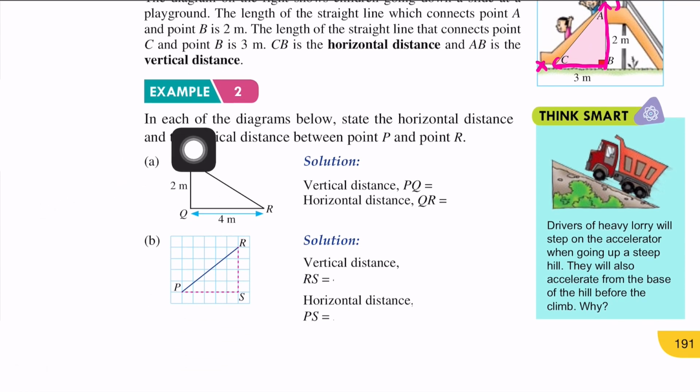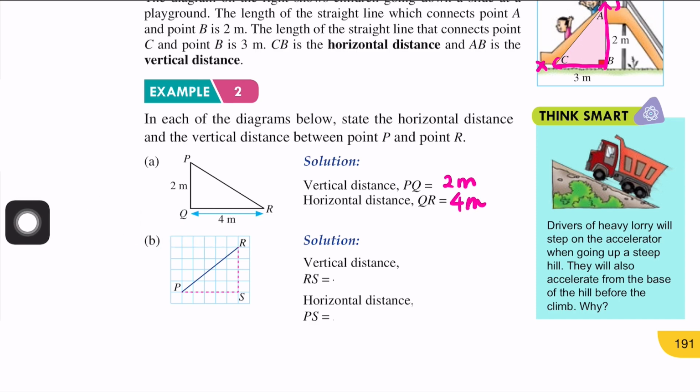In each of the diagrams below, state the horizontal distance and the vertical distance between point P and point R. Okay, so this is point P and point R. This is the gradient. We know that the gradient is the ratio of vertical and horizontal. From this diagram, vertical distance PQ is 2 meters. Horizontal distance QR is 4 meters.